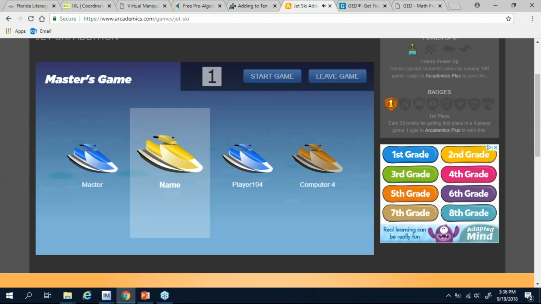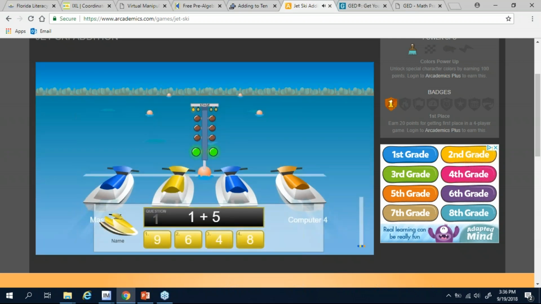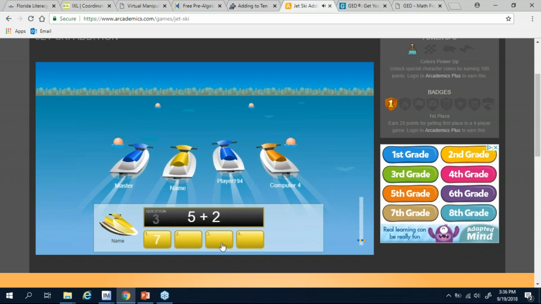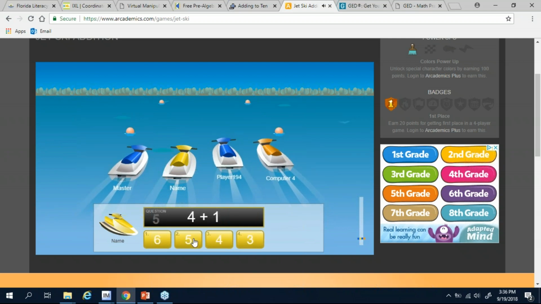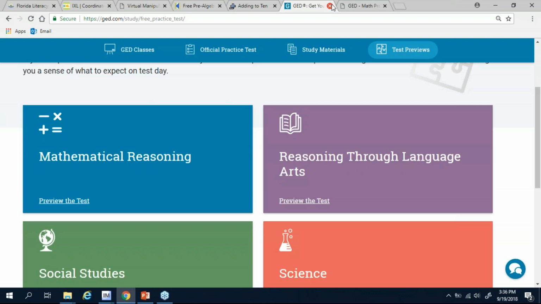And what I liked about this with students is the ones that, I won't talk over this. All right, so I have to answer. If I get it wrong, okay, so you get the point.